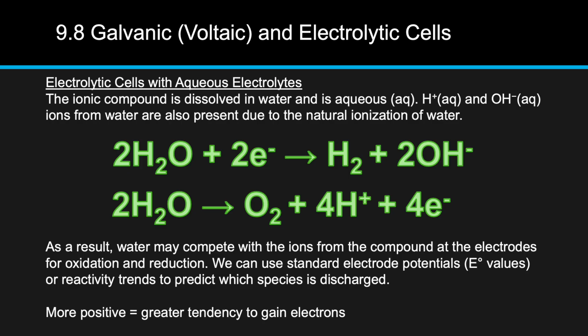So remember, electrode potentials measure how easily a species is reduced. The more positive the E value, that's going to mean a greater tendency to gain electrons.